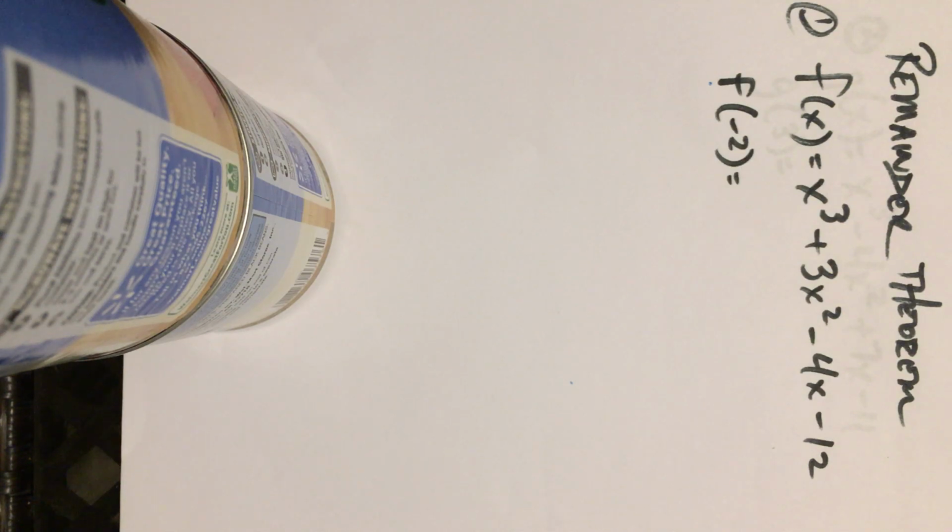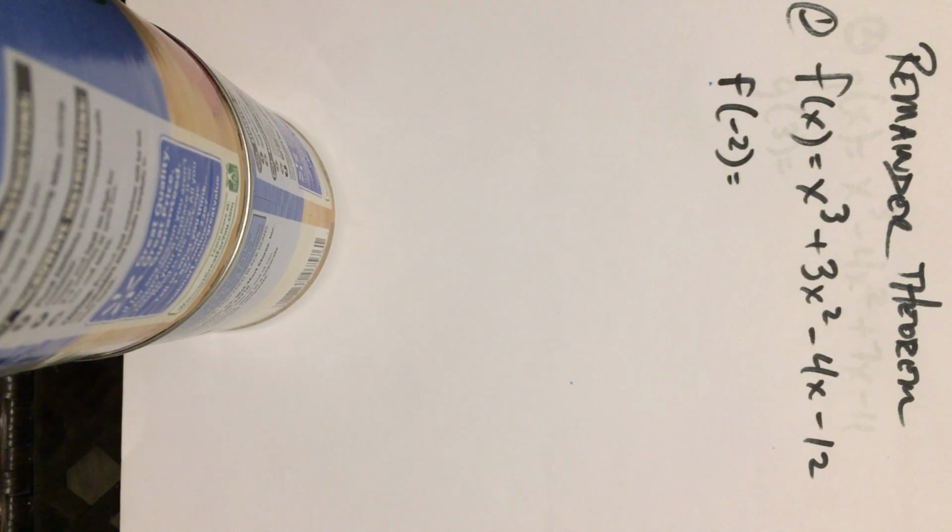5.4 is probably one of my favorite sessions because it's actually one of the easier lessons. It kind of uses all the stuff that you've already been working on and just ties it all together. And there are two actual things going on here. The first one is the remainder theorem.